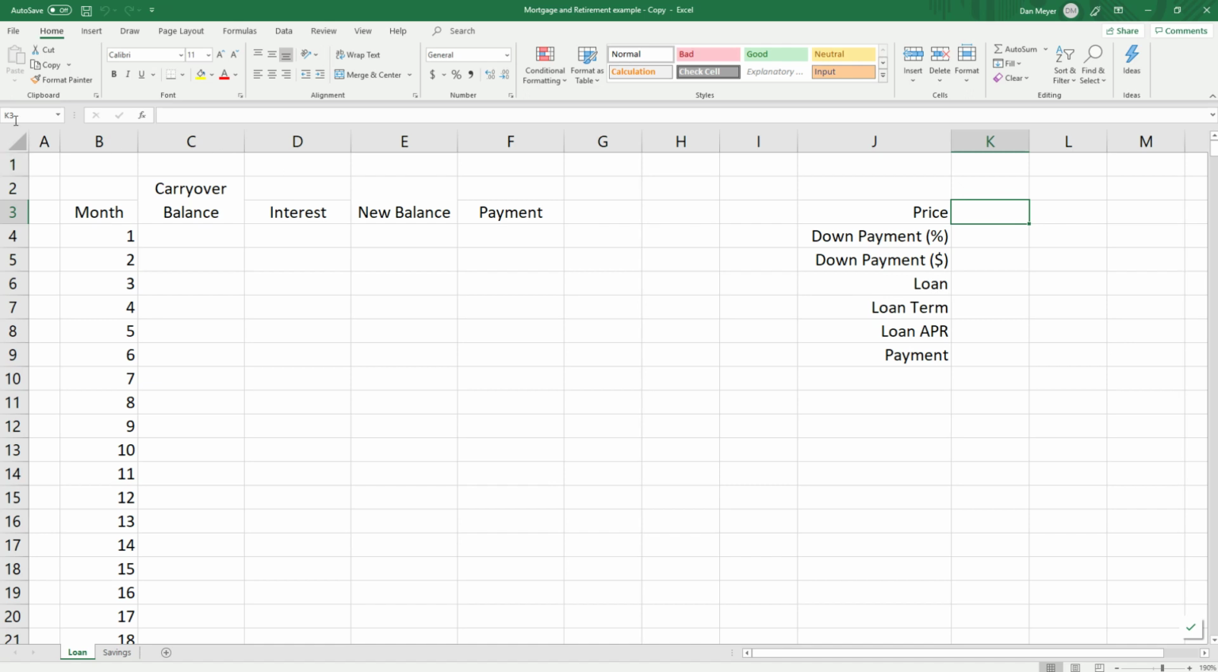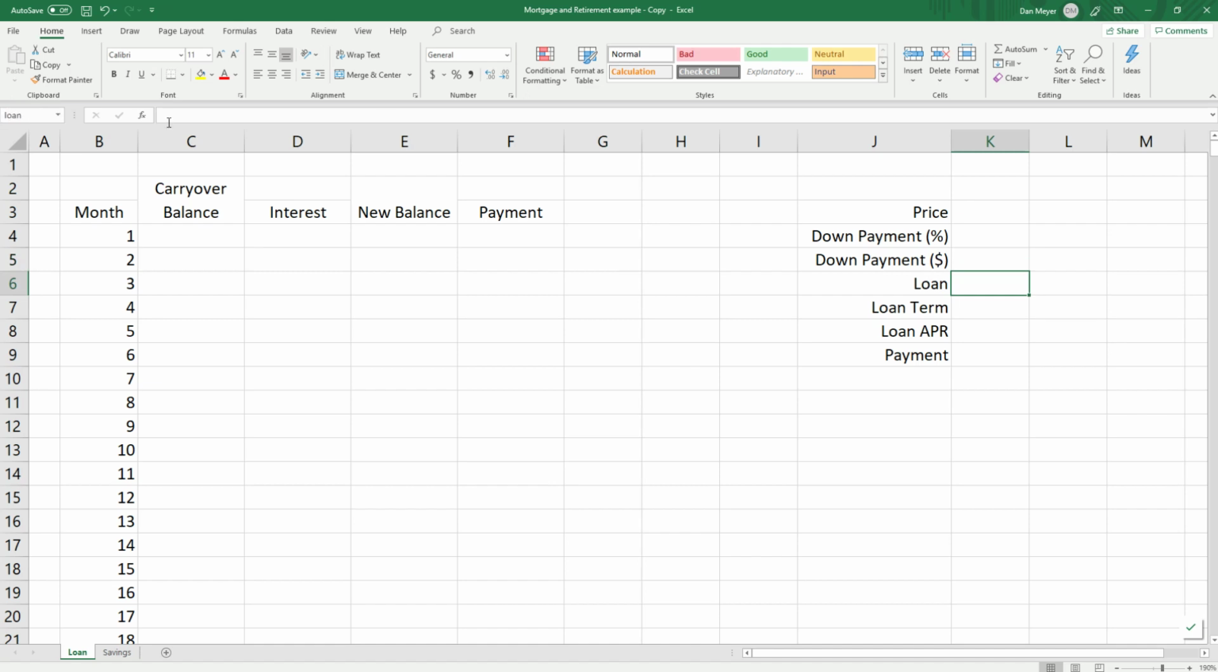We're going to put the price of the thing that we're going to buy. We're going to name it price. The down payment percent. We could say, let's see, DWN PMT percent. I'm going to call it that. Give it fun names. The down payment dollar amount. Give it a name. And all the rest of these cells we can also give some fairly obvious names.